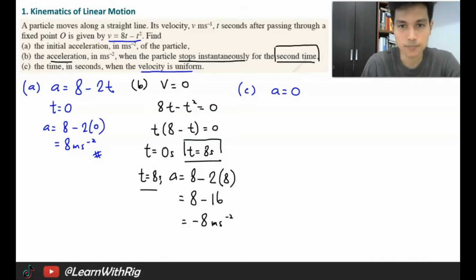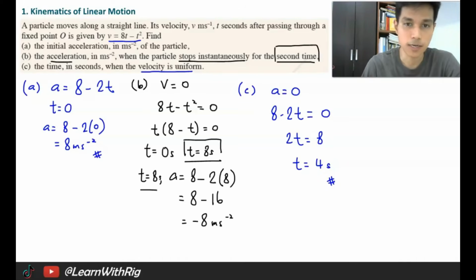So now in this case, a is equals to 0. They want to find the time. So 8 minus 2t equals to 0. So 2t is equals to 8. T is equals to 8 divided by 2 is 4 seconds. So at 4 seconds, at the 4th second, when t is equals to 4, that is when the velocity is uniform. Alright, so let's see the next question.